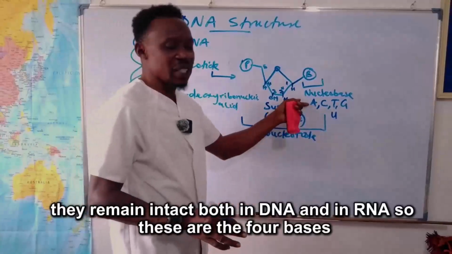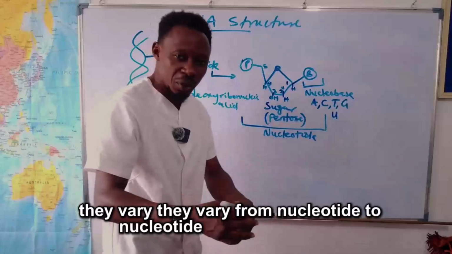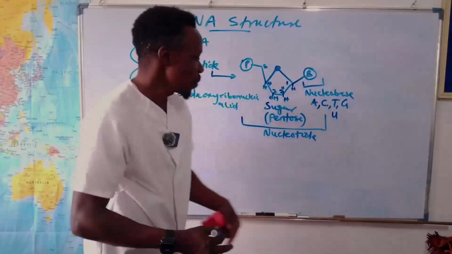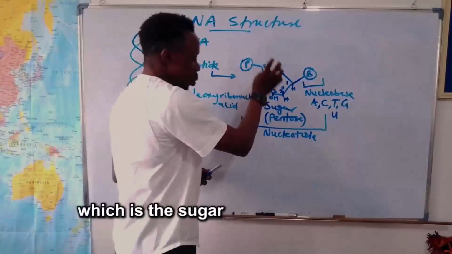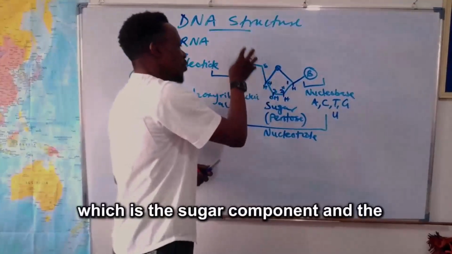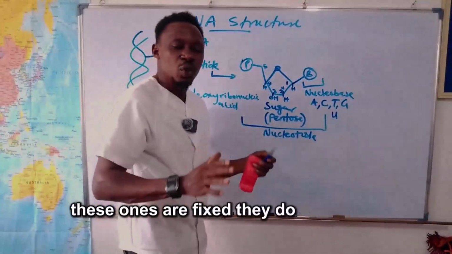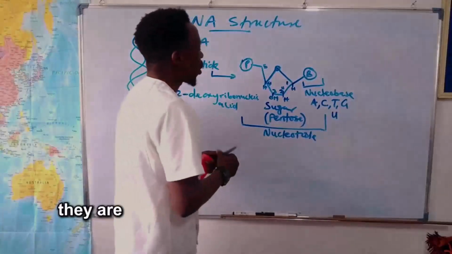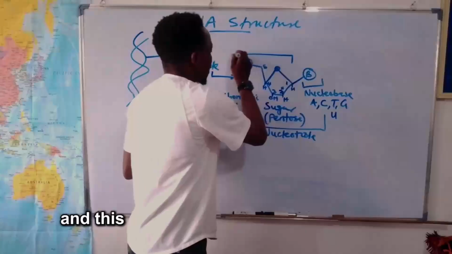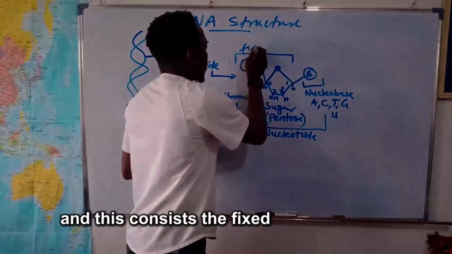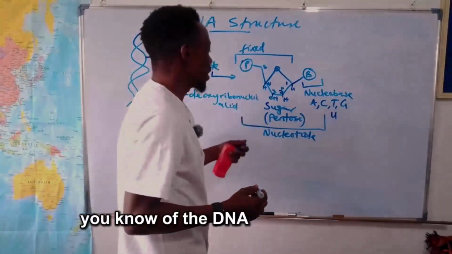So these are the 4 bases. They vary from nucleotide to nucleotide. They are not fixed. But this component of the nucleotide, which is the sugar component, and the phosphate component, these ones are fixed. They do not change. Hence, they are called the backbone of the DNA. So this and this constitute the fixed part, or the backbone. We can call them the backbone of the DNA.